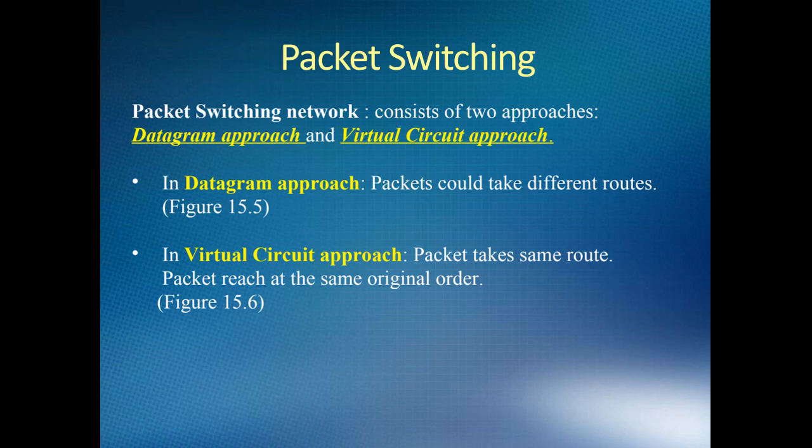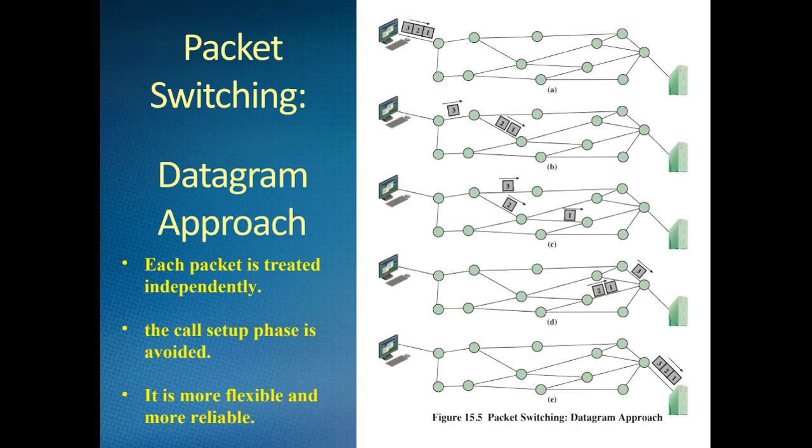In the datagram approach, packets could take different routes. If you look here, this is the datagram approach. Remember, we said it is divided into packets: 1, 2, 3. You see here? 1 and 3 are taking this route, 2 is taking a different route. When they arrive here, they are reassembled. That's why it's called the datagram approach. By the way, these are the characteristics: each packet is treated independently, the call setup is avoided, and it is more flexible and more reliable.